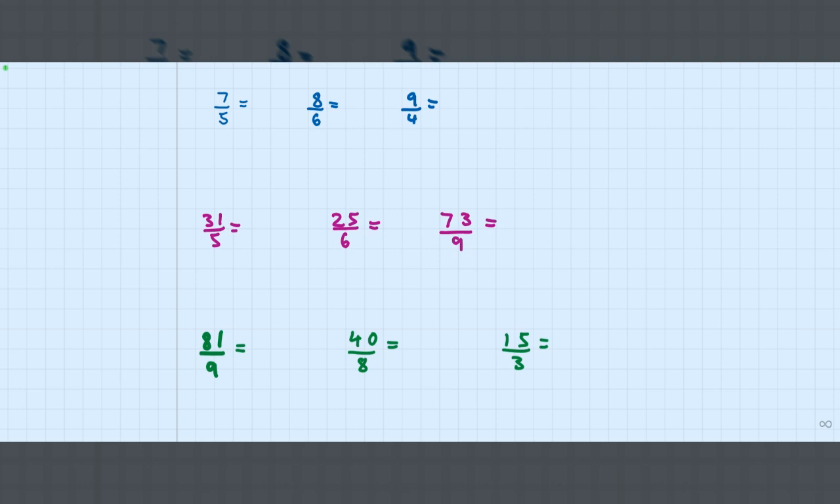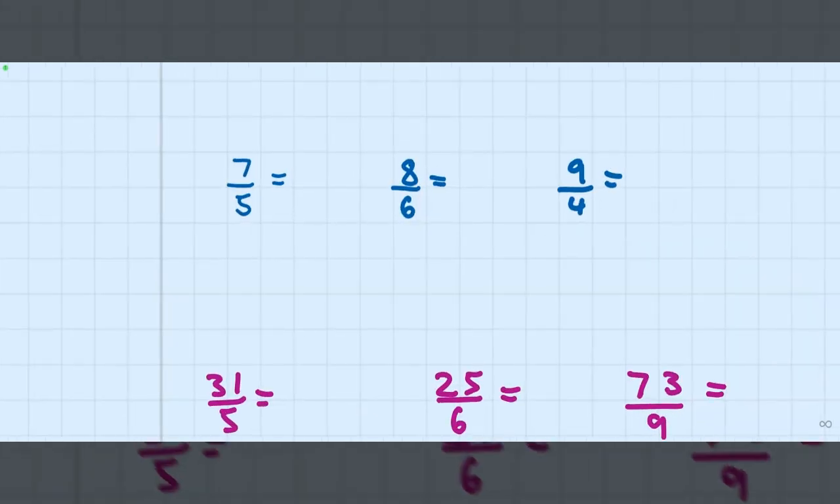Now you'll notice all these fractions look a bit strange because they have numerators which are higher than the denominators, which makes them improper fractions. Nothing to be afraid of, because all you need to do is basically divide the top number by the bottom and then think about your remainders.